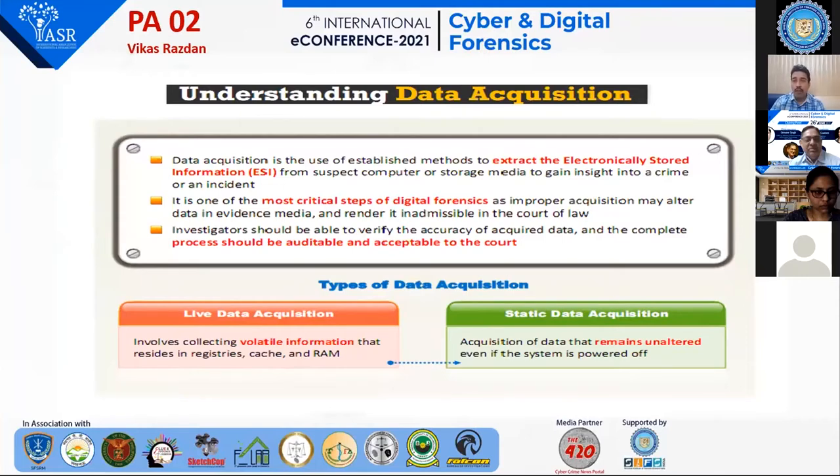Live data acquisition is generally done on computers that are not turned off, because a lot of information in the RAM, the volatile data, is there, and that is the only data that can be acquired in real time. If the device, the smartphone or the computer is turned off, we can lose access to all the volatile data. Next slide, please.